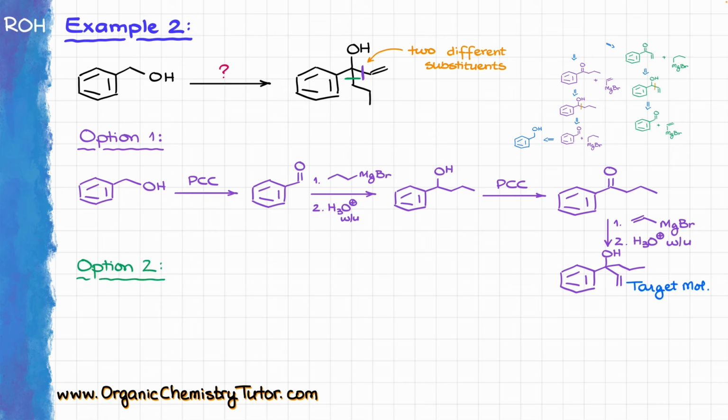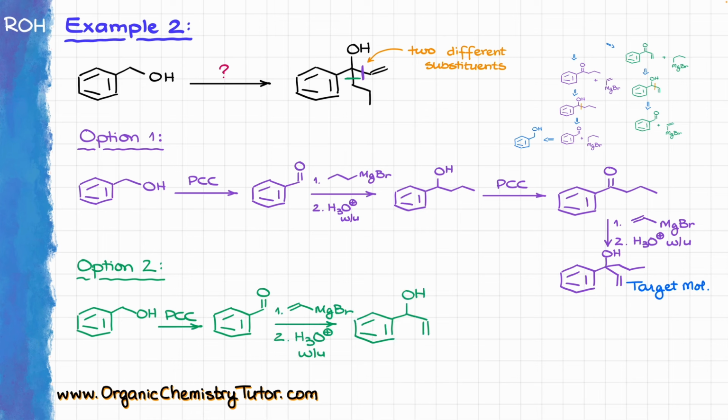And my option 2 in this case is going to be my green pathway, which is going to start exactly the same way as the previous pathway with the oxidation of the benzyl alcohol to benzaldehyde. So I'm just going to copy that step over here. And then we are going to have another sequence of Grignard reaction followed by the oxidation, giving us the following ketone, which after the last Grignard step with the acidic workup is going to give us our target molecule again.